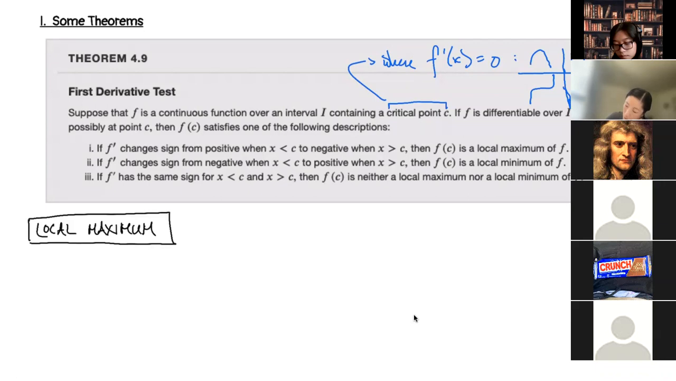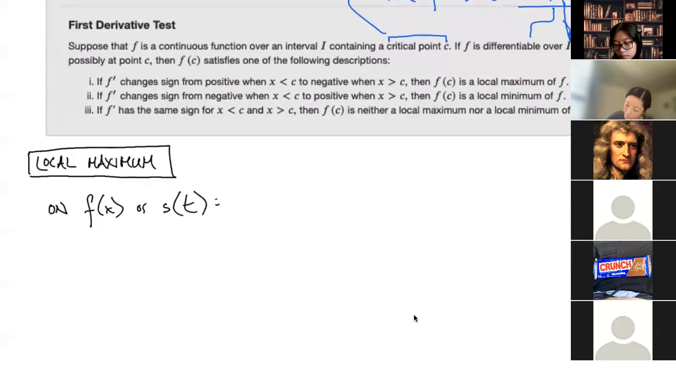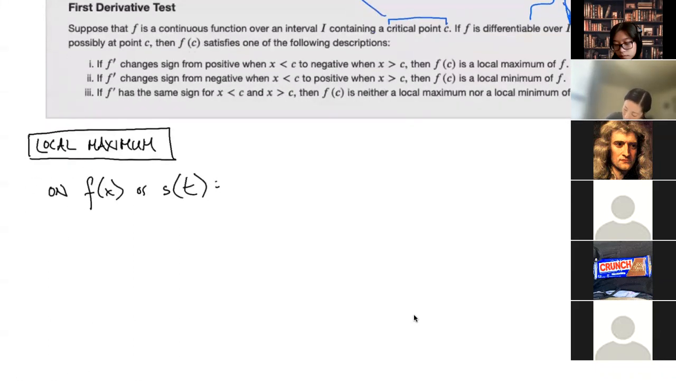So I want to put two pictures here. One is going to be on f of x, or the position function, and the other picture is going to be on f prime of x, or the velocity function. So let's say that we have this on f of x, or s of t. We're looking at a position function. It might look something like this. I want to draw a maximum, so it's going to go like that, like the top of an upside down parabola.